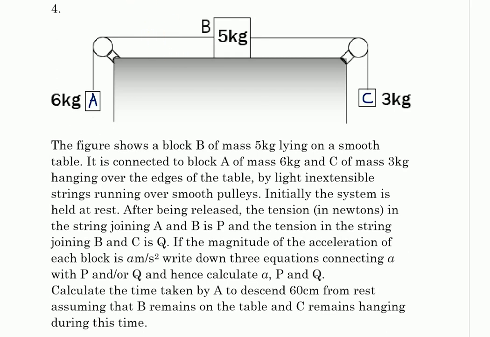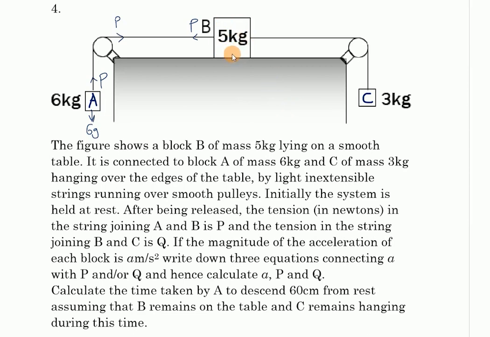So what we are going to do, we take note of the fact that the tension in the string joining A and B, they said that it is P. So there is a tension P there. This one has a tension P. There is a weight of 6G on this thing down.